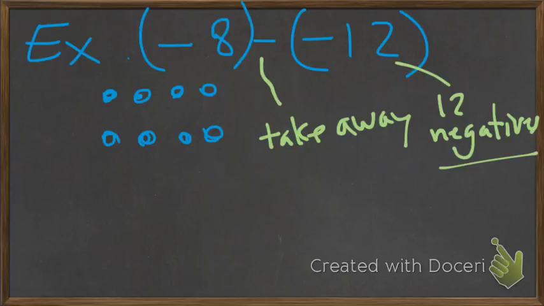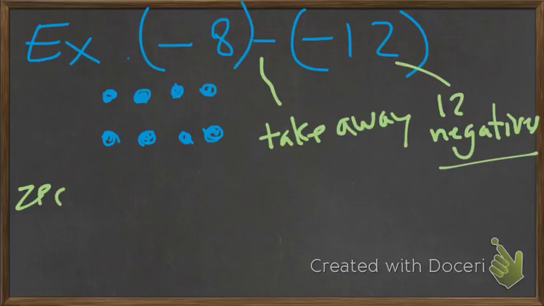I have to take away 12 negatives. Do I even have 12 negatives to take away? I mean, I can take away the 4 I have here, or the 8, excuse me, I have here, but that's just not enough, right? So what I'm going to do is draw more negatives until I can get to 12. But in order for me to draw more negatives, I have to balance that out.